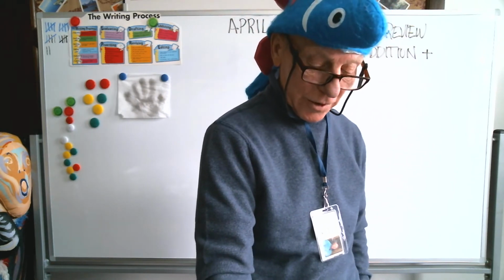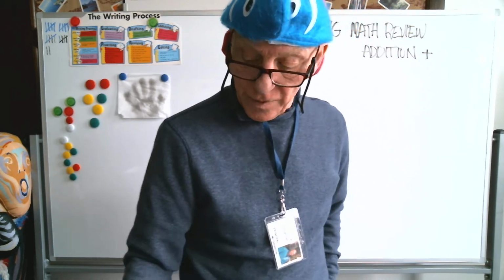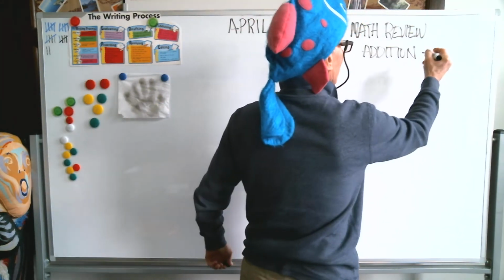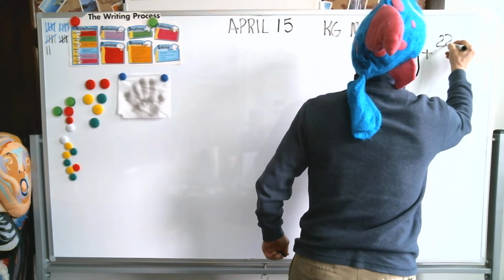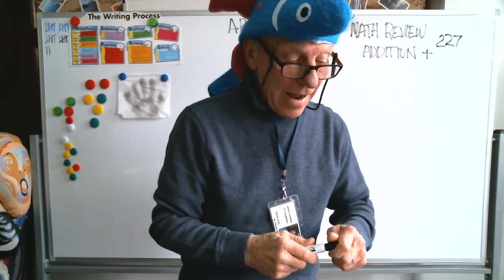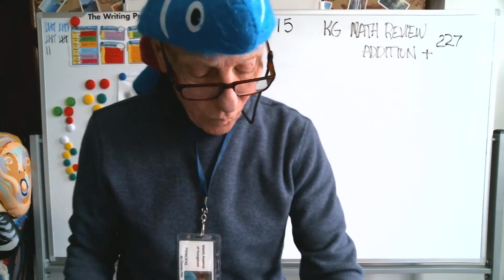Listen, by now you probably got your math books. What I want you to do is turn to page 227, which is the beginning of Unit 5, where we're going to review addition.